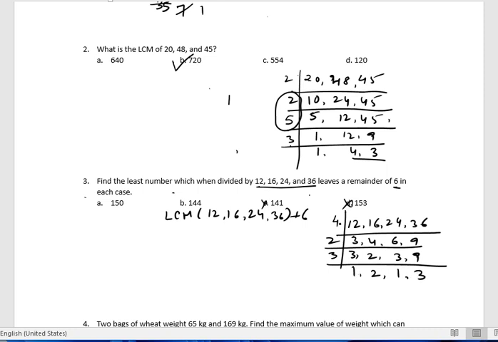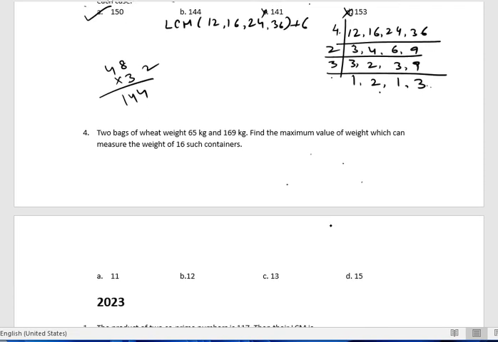Now let's see. 4 3s are 12, 12 2s are 24, 24 2s are 48, 48 into 3: 8 3s are 24, carry 2, 4 3s are 12 plus 2 is 14, so 144 plus 6 is 150. I hope it is clear. Let's move to the next question.